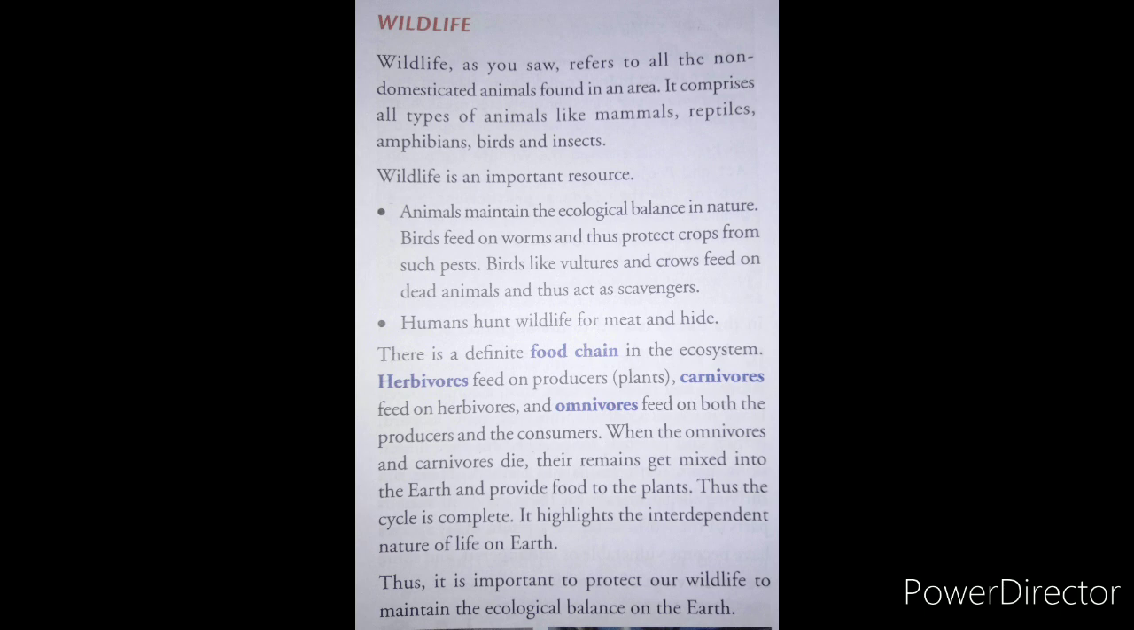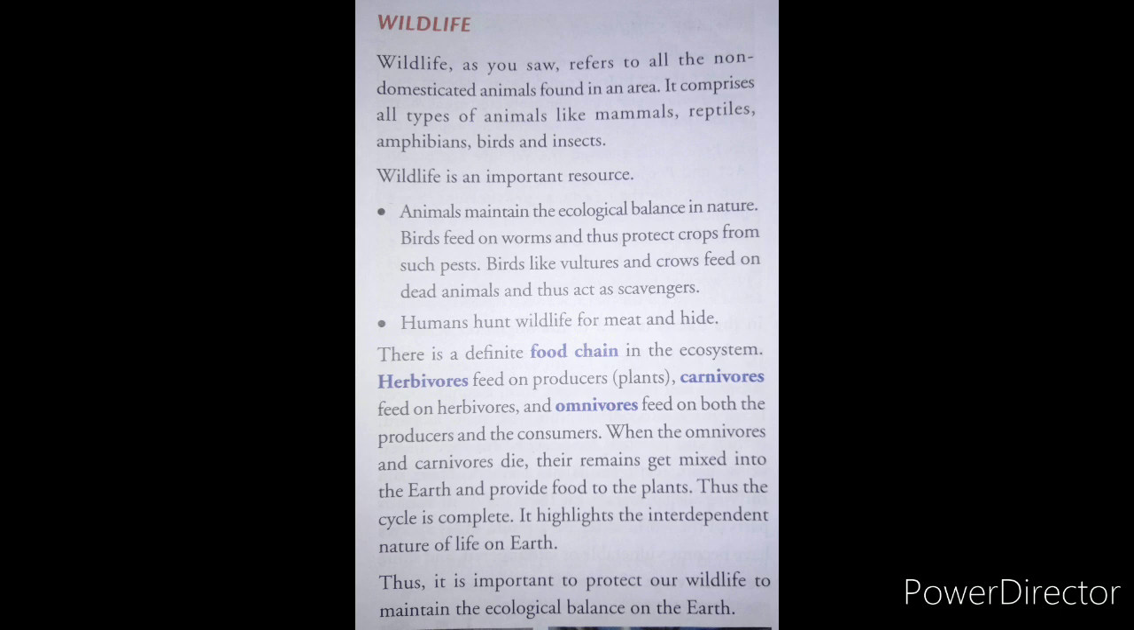It highlights the interdependent nature of life on earth, which basically depends on the flesh and dead bodies of animals as well as plants getting mixed into the soil. Thus, it is important to protect our wildlife to maintain the ecological balance on the earth. So we need to protect the animals to balance the ecological system. We need not harm the animals; we have to keep them safe and sound.